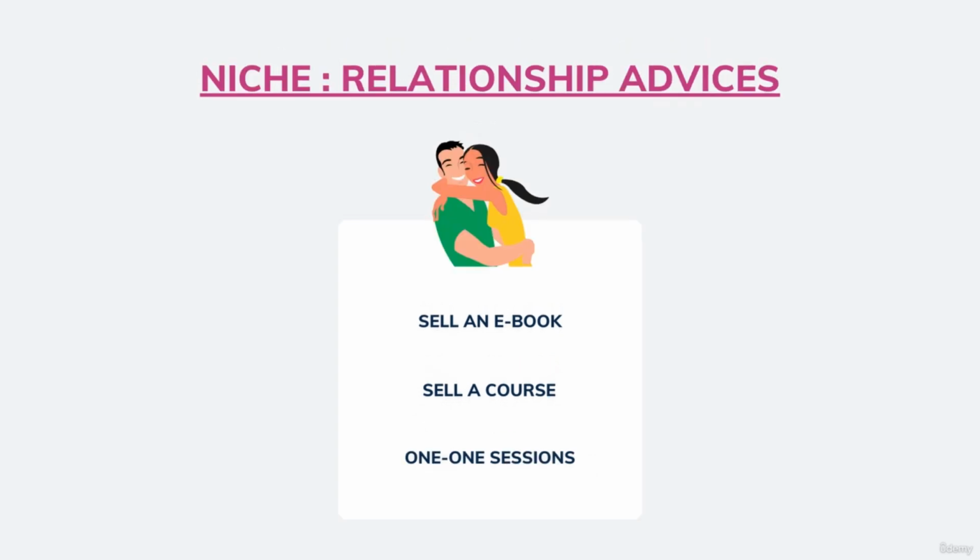And as you can see on the screen, the next niche that we are going to take a look at is the relationship advisors niche. So as you can see, I have sell an ebook, sell a course. So these two things are appearing frequently. You can sell an ebook on relationship advisors and all those kinds of things. You can also sell a course on relationship advisors and all those kinds of things.